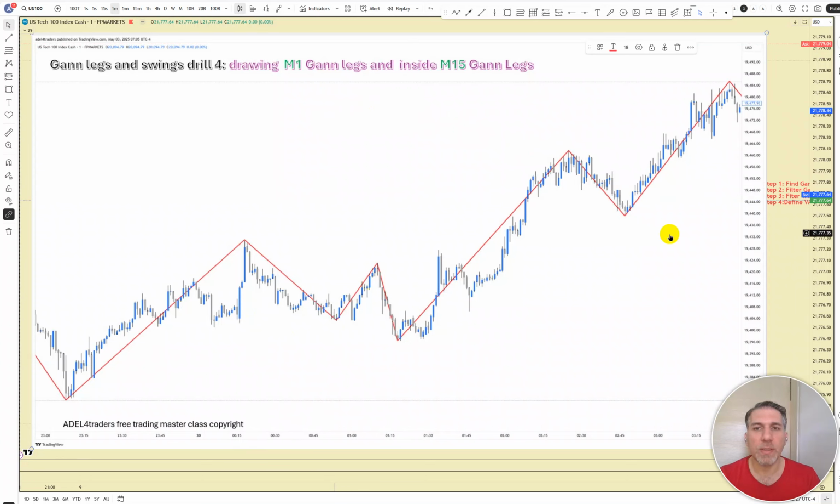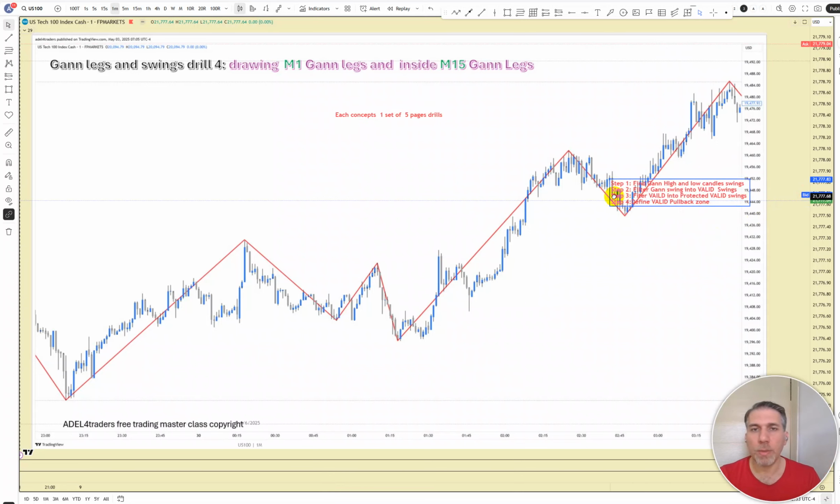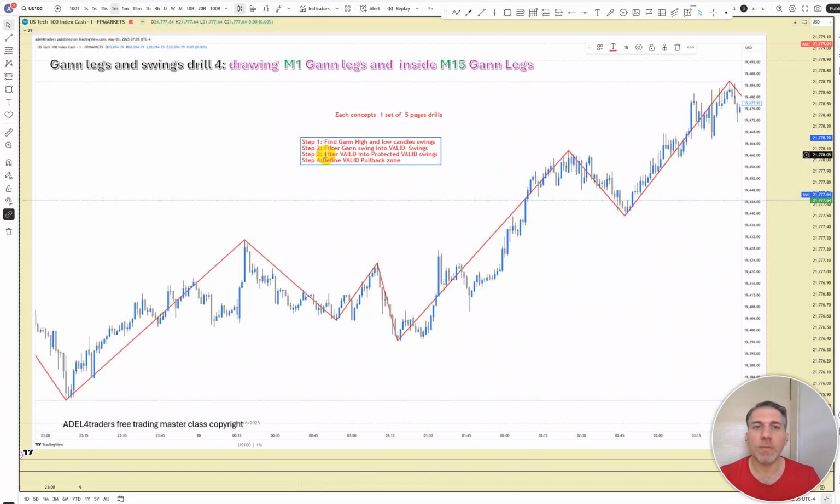But before we do this exercise, let me give you a roadmap of what we're going to do. In this series, step one is that we want to find GAN high and low swings. It doesn't have a lot of filters. It's just comparing highs and lows, and you have just watched the videos about it. Later, in step two, which is the other set of practices, also 5 pages, they're going to be about valid swings, not protected swings.